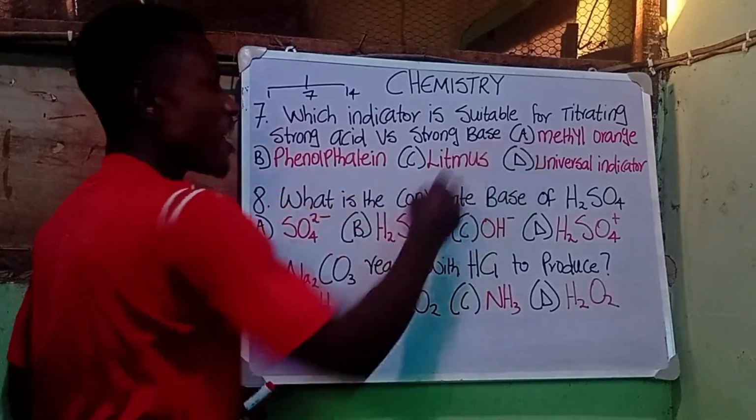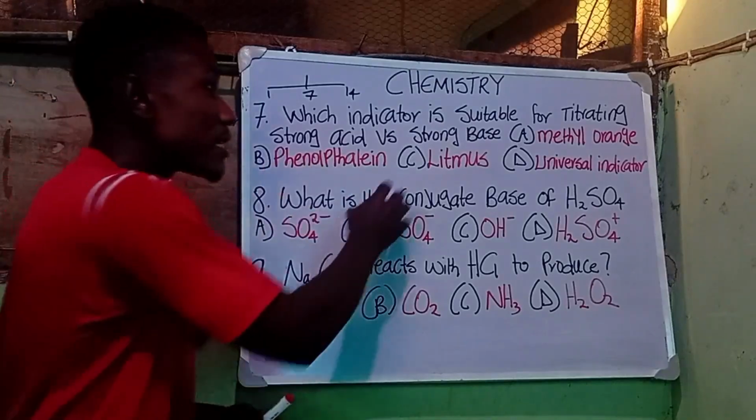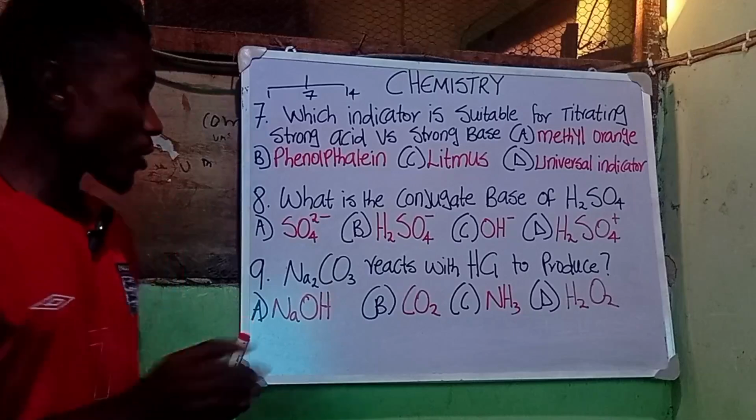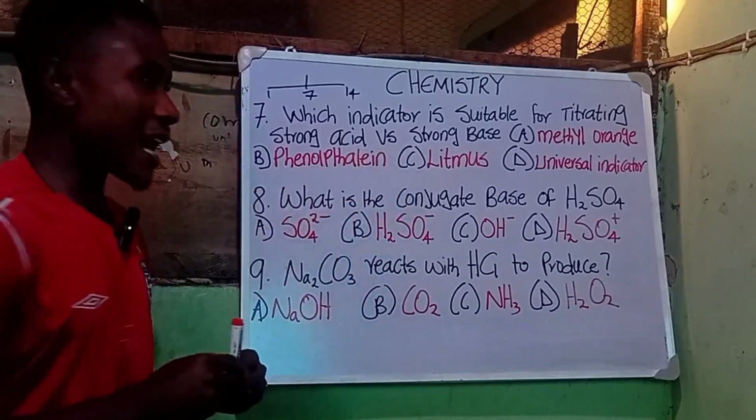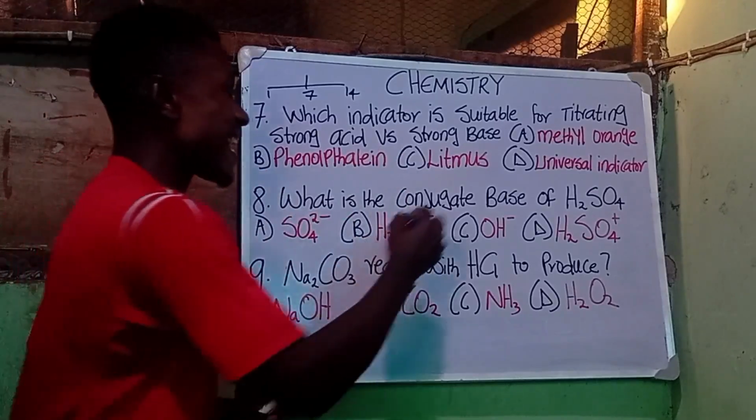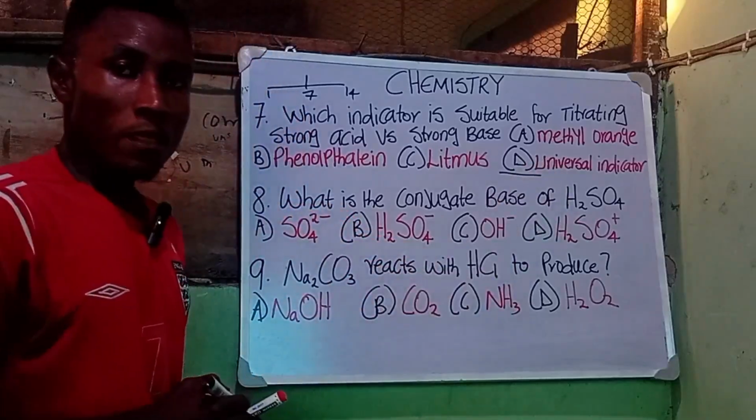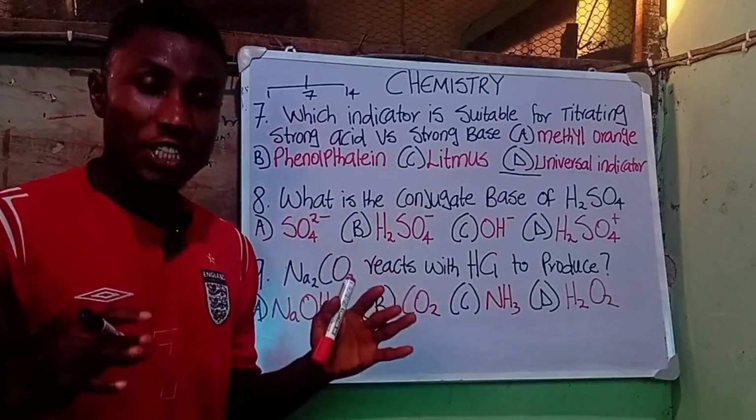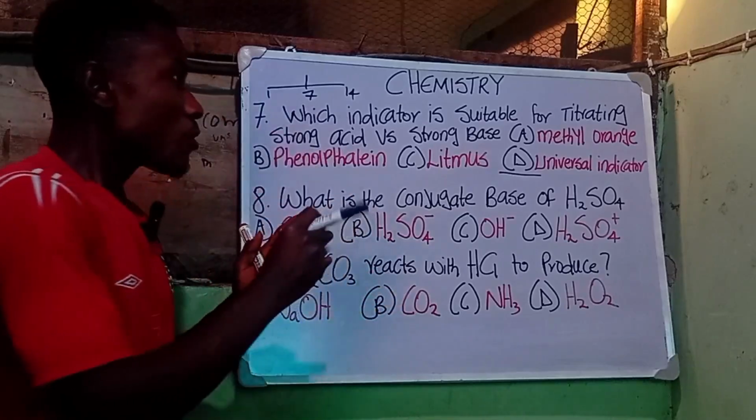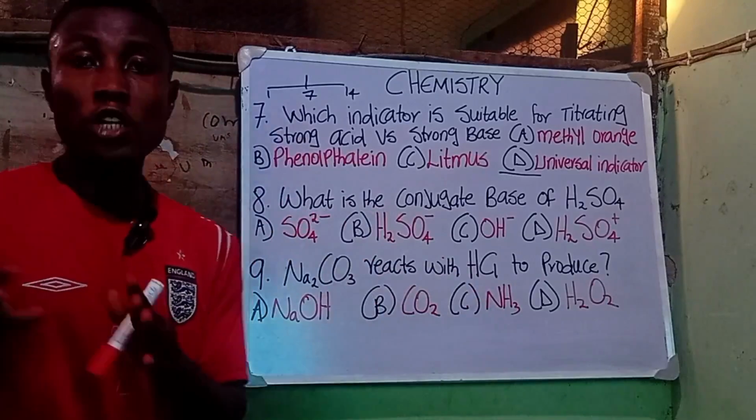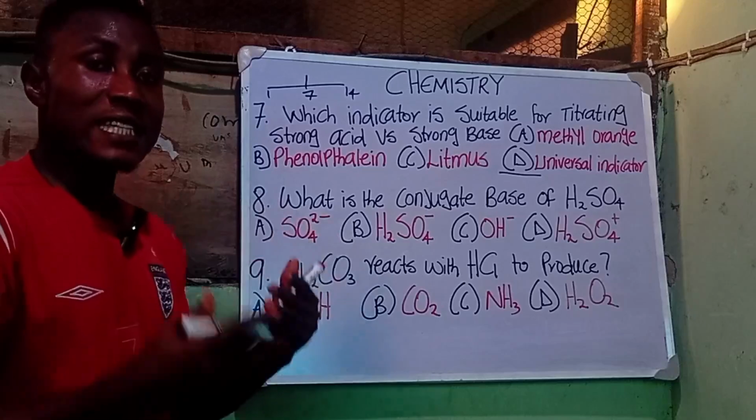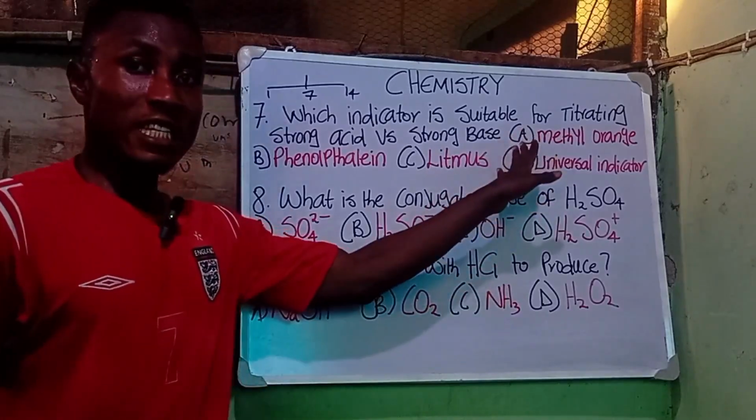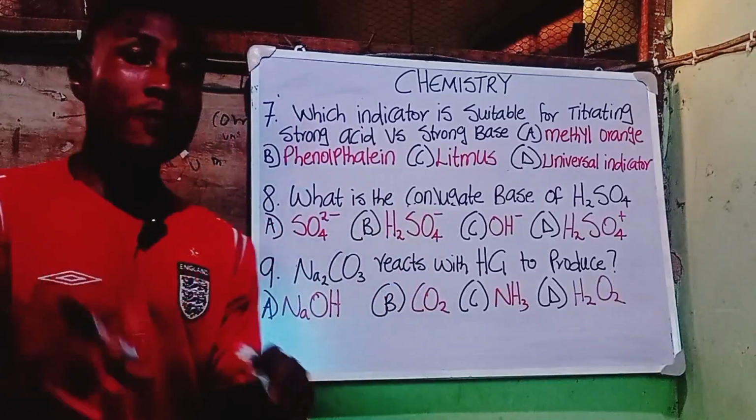So which indicator is suitable for titrating a strong acid versus a strong base? We have A, methyl orange; B, phenolphthalein; C, litmus; and D, universal indicator. The correct answer there is universal indicator. The universal indicator has a long range to be able to indicate the presence of a strong acid and the presence of a strong base. So the best indicator to use when titrating between a strong acid and a strong base is the universal indicator.